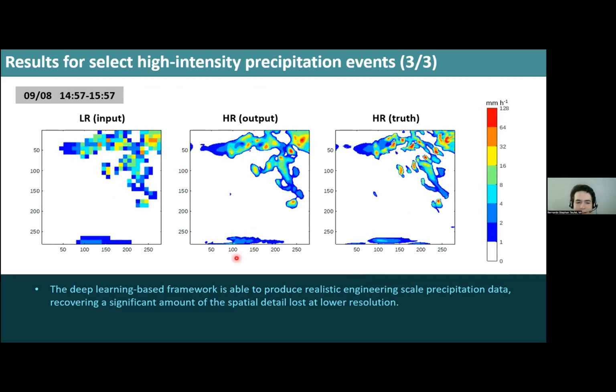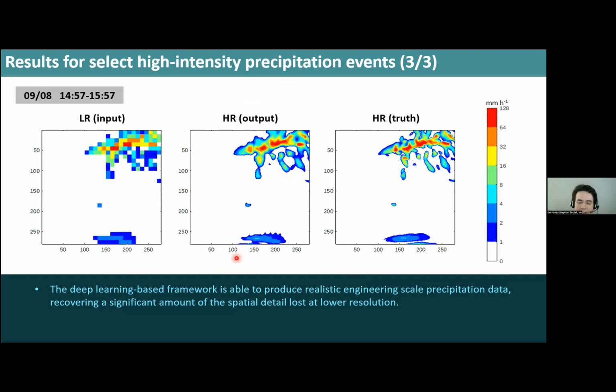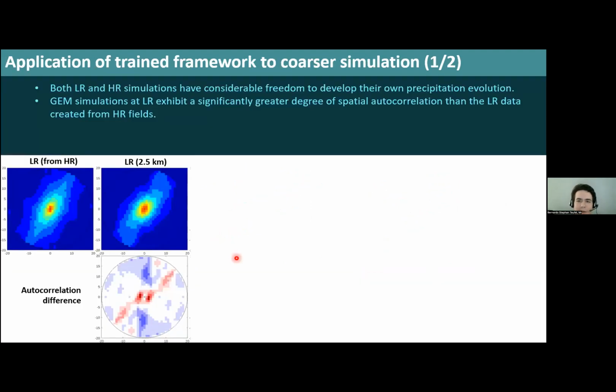So we can say that the deep learning based framework is able to produce realistic precipitation data, and it recovers a significant amount of the spatial detail. But when we apply it to the coarser resolution simulation, because both simulations have considerable freedom to develop their own precipitation evolution, the simulation at low resolution has higher spatial autocorrelation than the low resolution data that we used for training, which was created from the high resolution data. You can see here that we have more autocorrelation in the low resolution one.